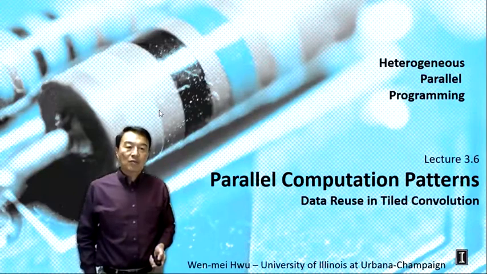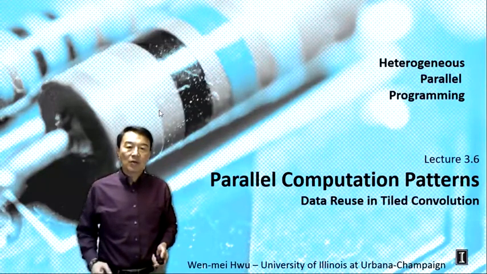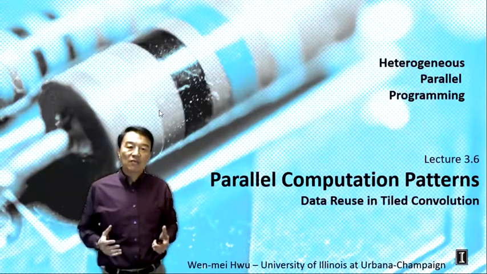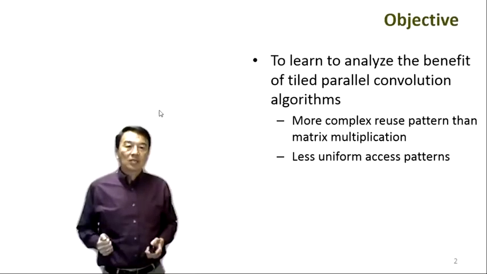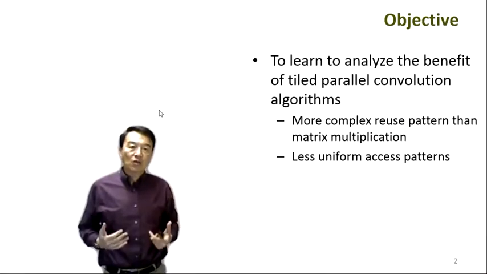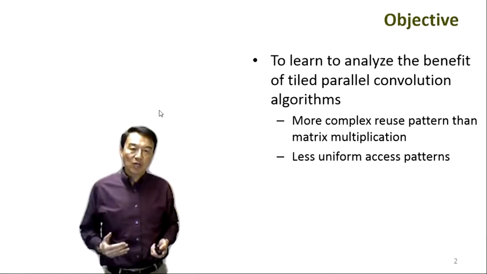This is lecture 3.6 and we're going to be working on data reuse benefit analysis in tiled convolution algorithms. The objective of this lecture is for you to learn how to analyze the benefit of tiled parallel convolution algorithms.